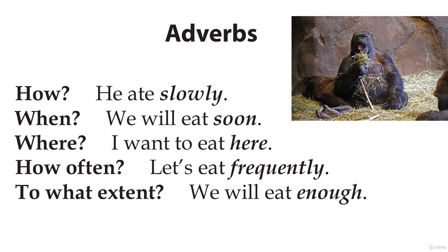And the examples here, he ate slowly. That says how he ate. We will eat soon. This says when we'll eat. I want to eat here. Okay, this is where. Let's eat frequently. We will eat enough. Now, it's not a sure thing all the time for sure, as we can see in these examples, but often adverbs end in ly, as the example here, frequently or slowly.